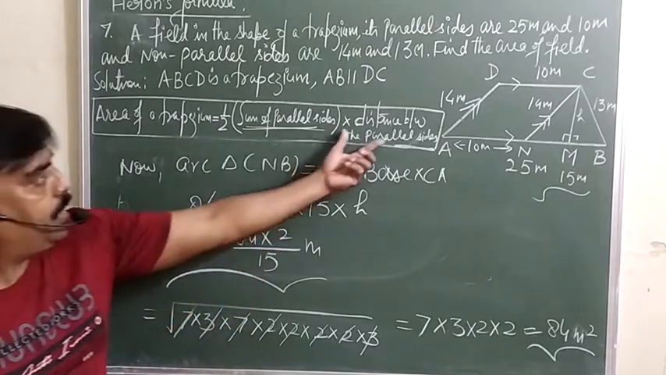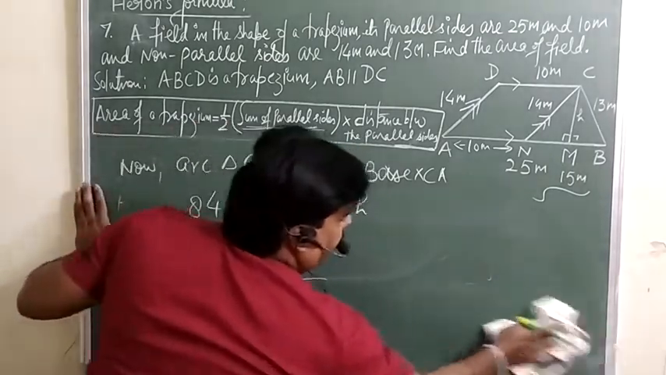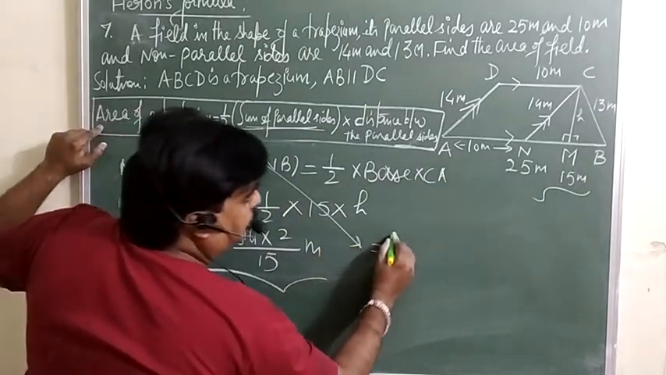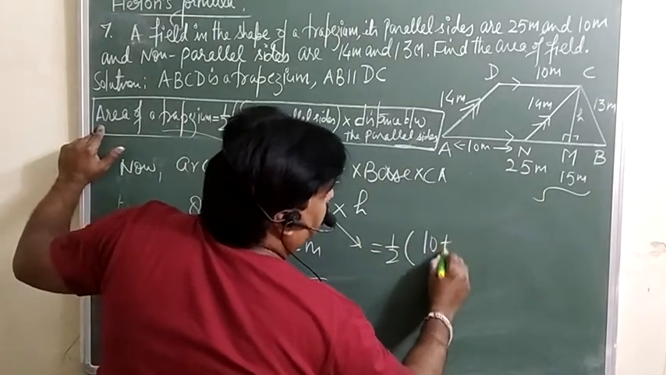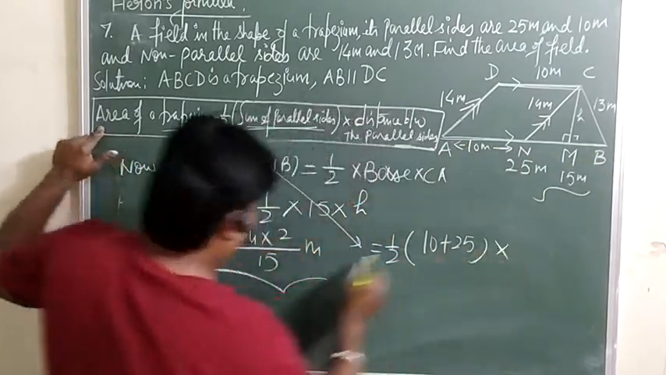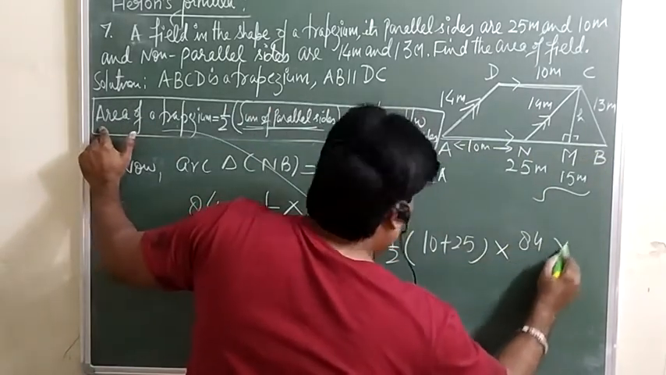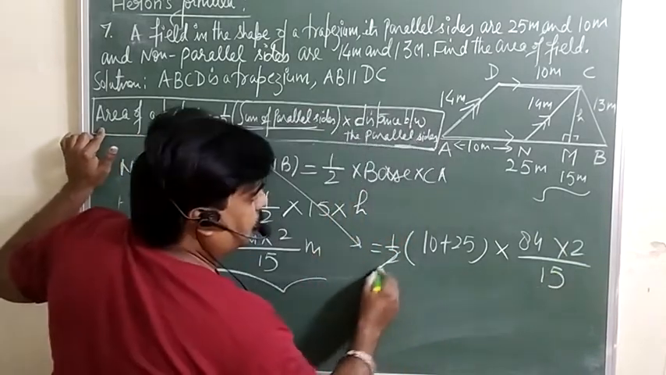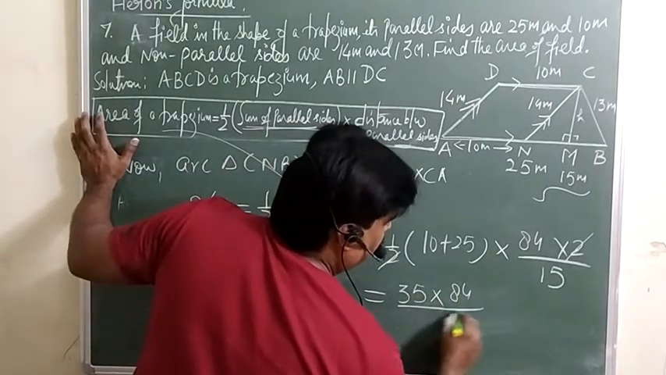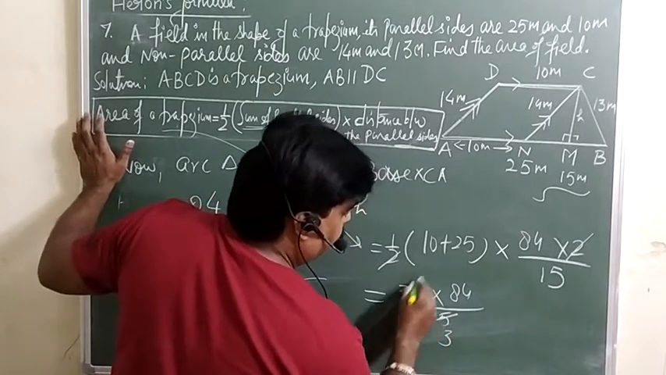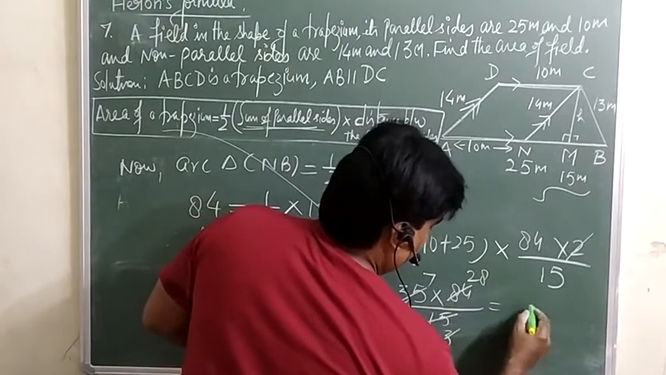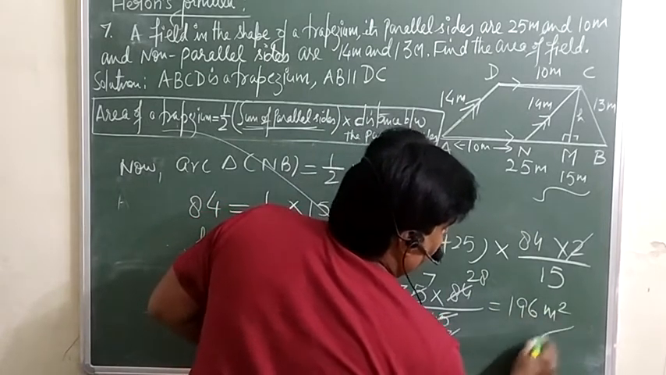And this height you can put here with the sum of the parallel sides, so you will get the area of this trapezium. So look here, this is 1 over 2, sum of the parallel sides 10 plus 25, because the parallel sides are this 10 and this one 25, into h, this 84 into 2 over 15. You can cancel the 2s, so here it is 35 into 84 over 15, which gives 196 meter square. This is your area.